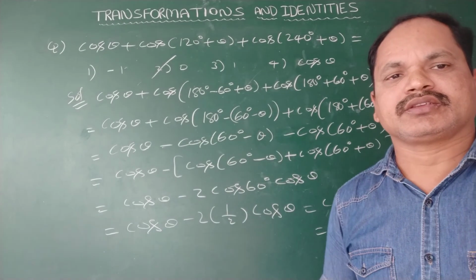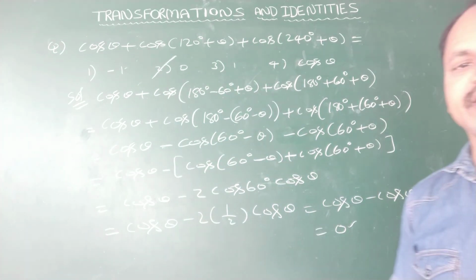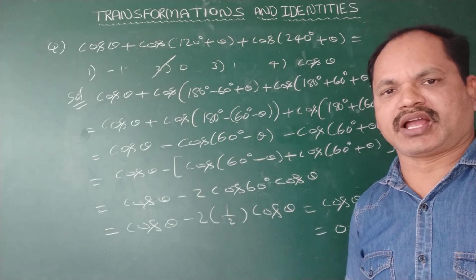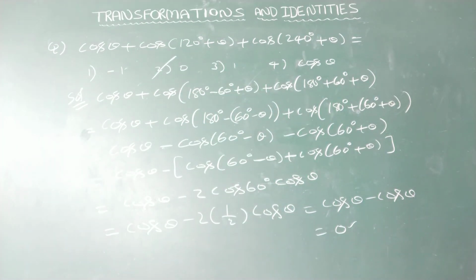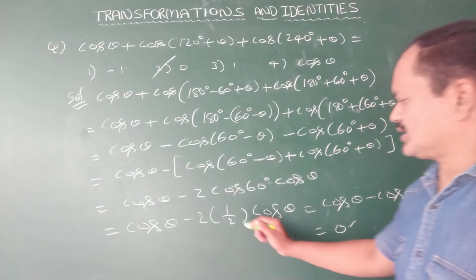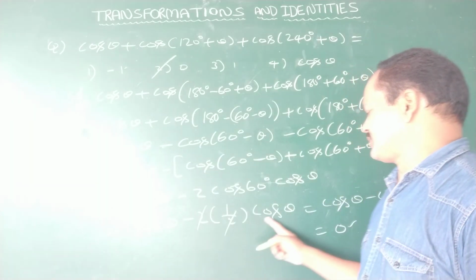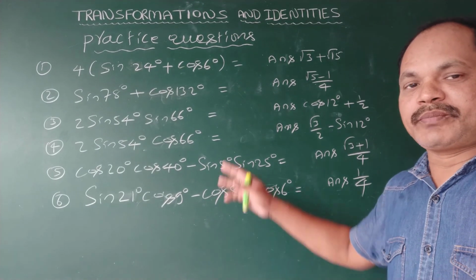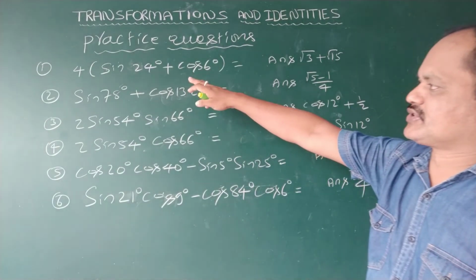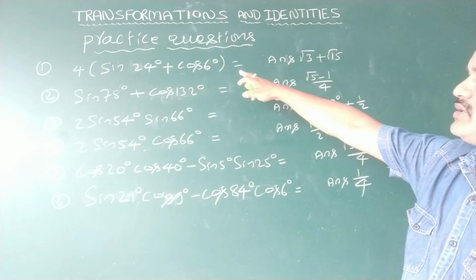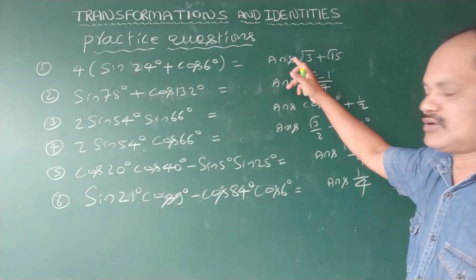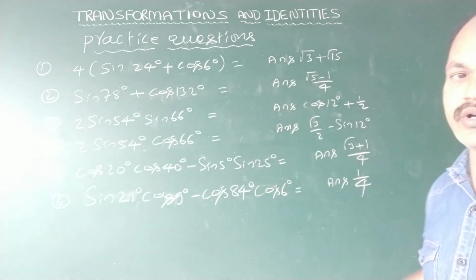So I will give practice questions on these concepts. You can practice these problems. Since here the 2 gets cancelled, cos theta minus cos theta is 0, that is the second option. Now you can practice these questions. The first question, 4 times sin 24 plus cos 6 degrees, this is the answer. So you can practice all the questions and verify the answers.